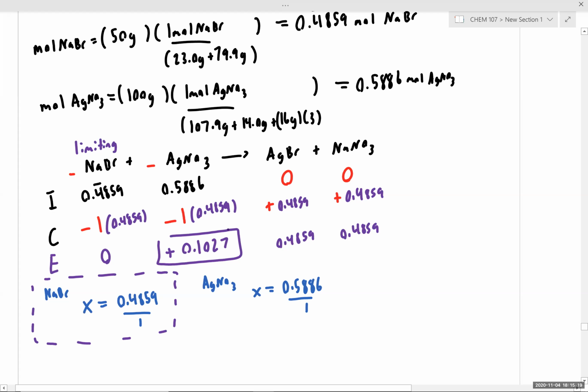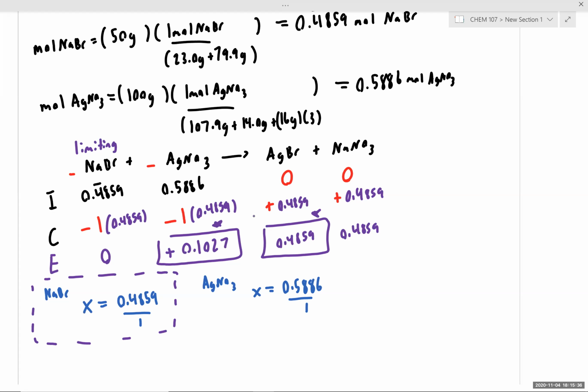So in effect, we've answered the two questions that we need to address in this problem. How much product do we make and how much reactant is left over? Does that make sense to everyone? Does this process make sense?